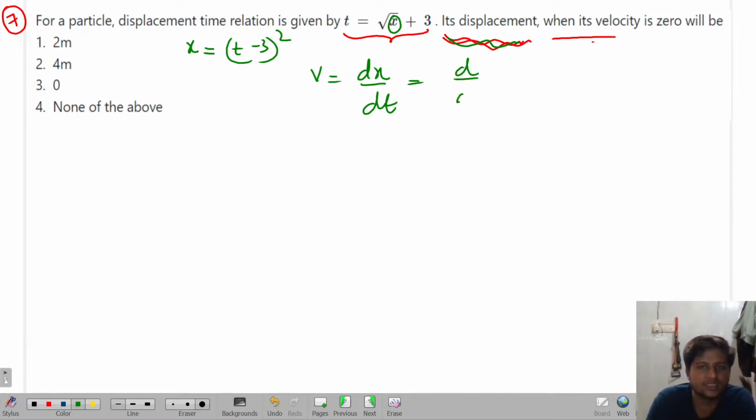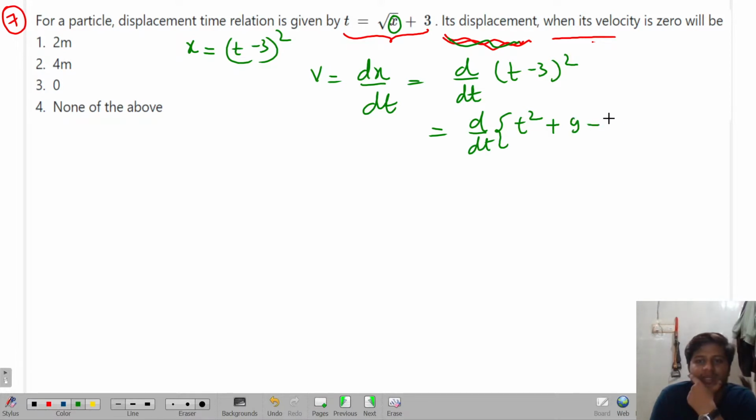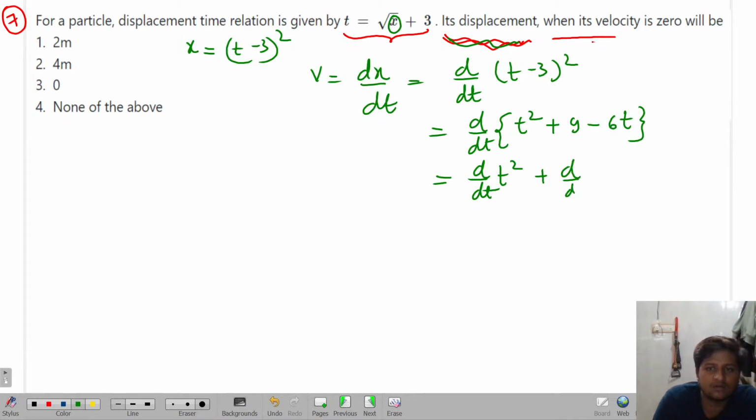So I can take d by dt. What is my x? That is t minus 3 whole square. Got it or not? What will be the differentiation of it? So I can write this as d by dt of the bracket. This will be t square plus 9 minus 6t. Now I multiply this d by dt to all the terms: d by dt of t square plus d by dt of 9 minus 6 times d by dt of t. The value for 9 is 0 since it is a constant.